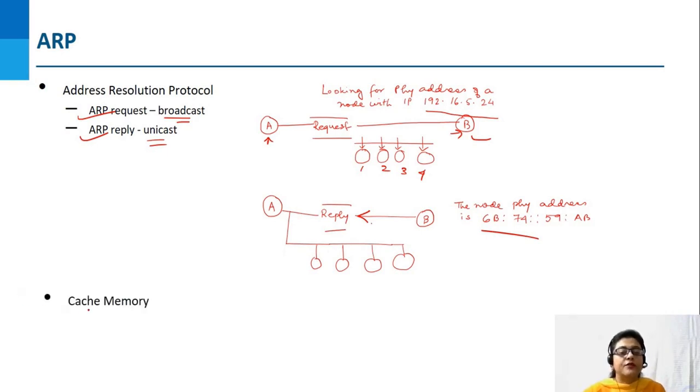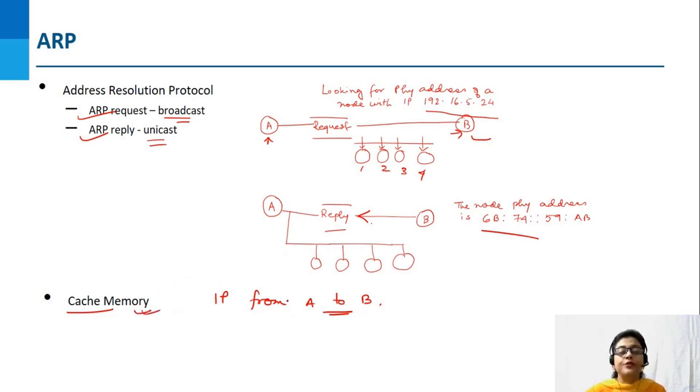Now there is a term which is called cache memory. There is a drawback of address resolution protocol, like for sending each IP packet from A to B, each time one ARP request must be sent from A to B. But this is cumbersome and also time consuming. So it is better to keep the mapping that A has received from B in the cache memory.